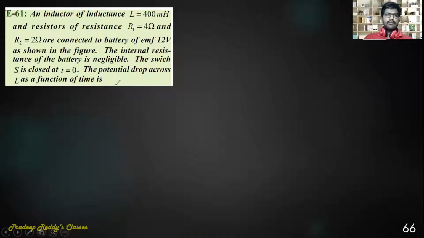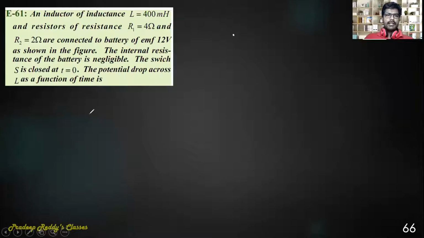Coming to the next question, an inductor of inductance 400 millihenry and resistors of resistance 4 ohm and 2 ohm are connected to a battery of EMF 12 volt. As the figure is not being given, let us draw that figure. The internal resistance of the battery is negligible. The switch S is closed at time t is equal to 0. The potential drop across L as a function of time will be dash. You are supposed to calculate that.